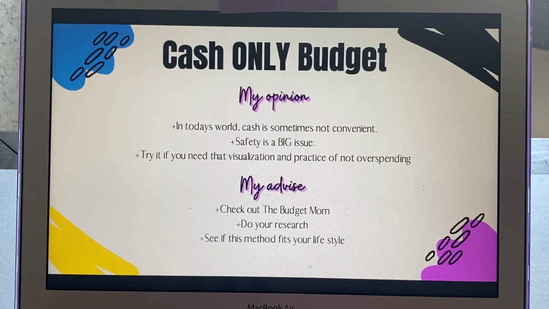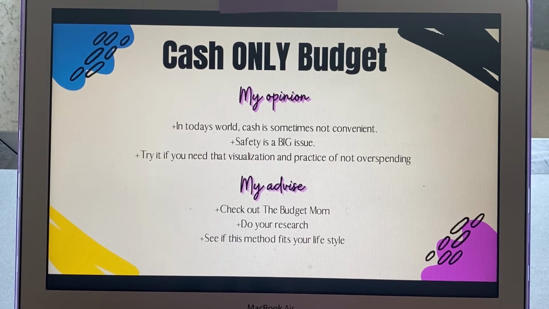So I have done this method. I will say that it really helped me realize how much I spent on certain things. So I will say cash spending is kind of great for people who are just getting into budgeting, because you really visually get to see how much you're spending on what things, and that helped me get more self-control on overspending.